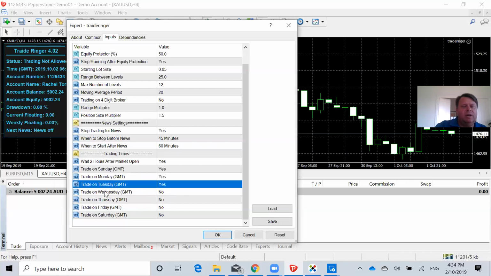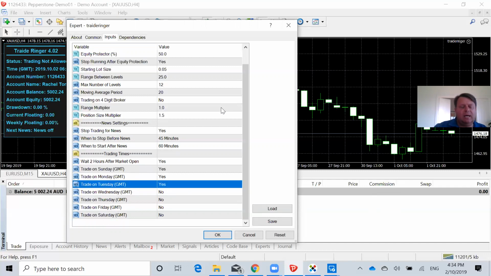I'm not going to tick trade on Wednesday to yes, because more than likely that will start the ball rolling for trades. All right, so that's it. That's the settings. That's how you go through the process.